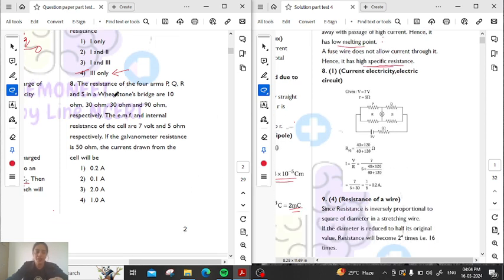8th question now. So what is given in the question? The resistances of the 4 arms P, Q, R and S in a Wheatstone bridge. So this question is from the Wheatstone bridge, that means from the current electricity chapter. Okay, so Wheatstone bridge दिया है, P, Q, R, S उसके arms हैं, और उनमें रेजिस्टेंस कितने दिए हैं? 10, 30, 30 and 90 ohms के 4 रेजिस्टेंस हैं. The EMF and internal resistance of the cell are 7 volts and 5 ohms.